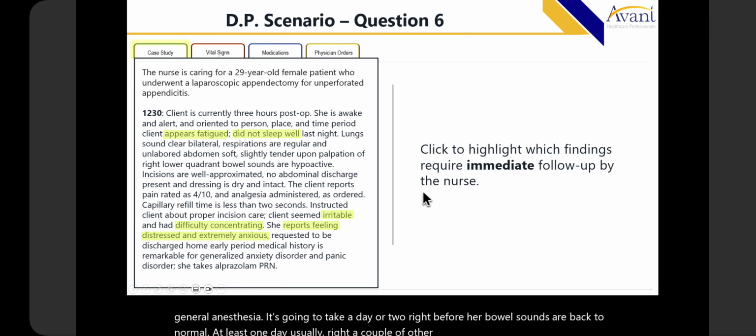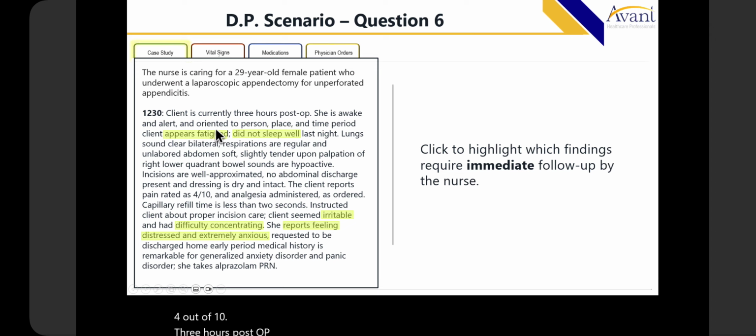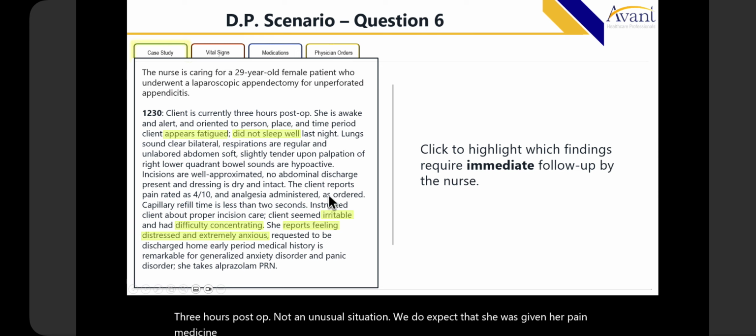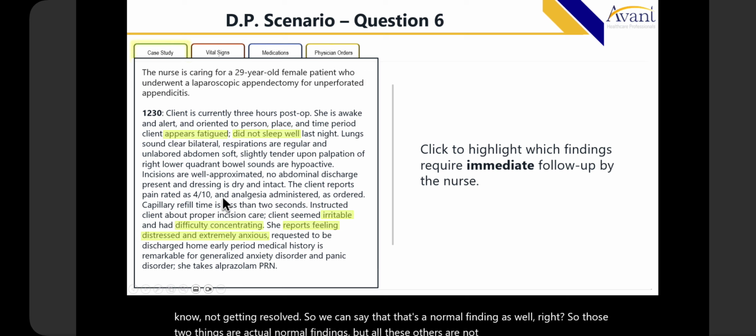A couple of other people picked her pain, right? Pain at 4 out of 10, 3 hours post-op, not an unusual situation. We do expect that. She was given her pain medicine as ordered, so it's been addressed, right? And is not noted to be otherwise, not getting resolved. So we can say that that's a normal finding as well, right? So those two things are actual normal findings, but these others are not normal findings for a patient who is awake, alert, and oriented after surgery, right? And has no other issues going on with them at this point.